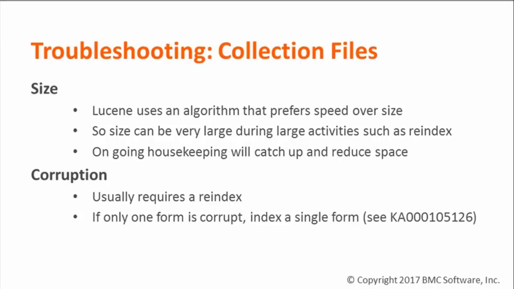If you have identified that only one form is corrupt, then it's a lot easier for you. There's a knowledge article that we list in the references later on that tells you how to index a single form. So you can go in and delete the collection directory to remove the corruption and then index that one form. If you have that experience and you need to do that, take a look at the references later on.